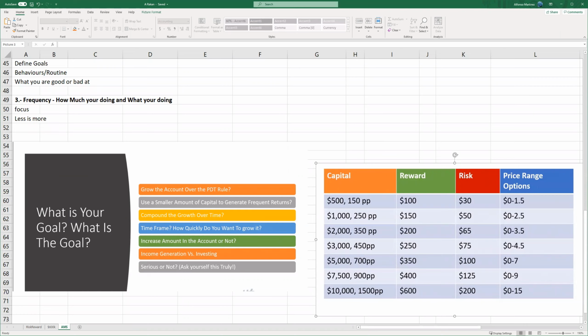But you have to make sure that every time that you lose a trade, you don't lose more than $65 if you have $2,000. That's the clue. Okay. And how are we gonna grow it? Compounding.